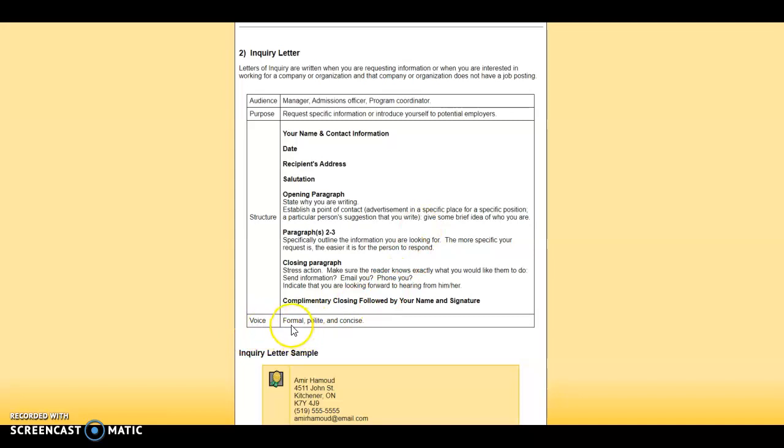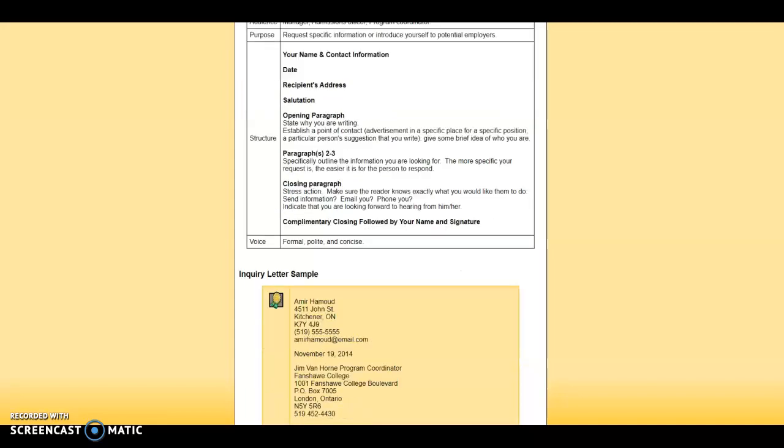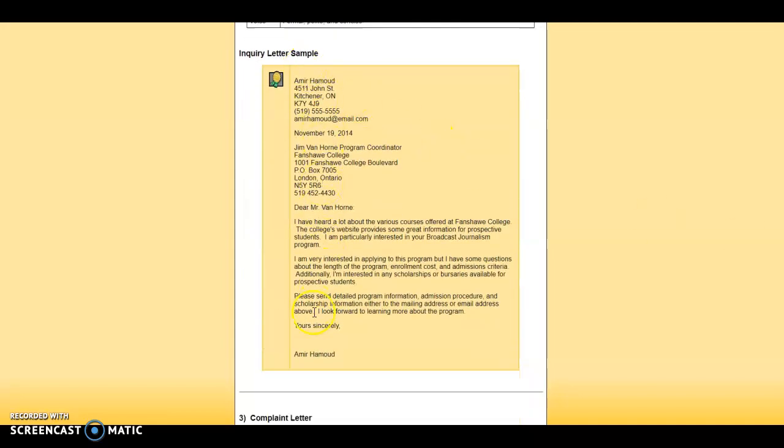In terms of voice, of course, you still want to be formal, polite, and concise, just like you would be if you were writing a cover letter. You've got a sample of an inquiry letter here. So you've got someone writing to Fanshawe College asking for specific information about their broadcast journalism program. And you'll notice that all the parts are still the same in terms of the structure.